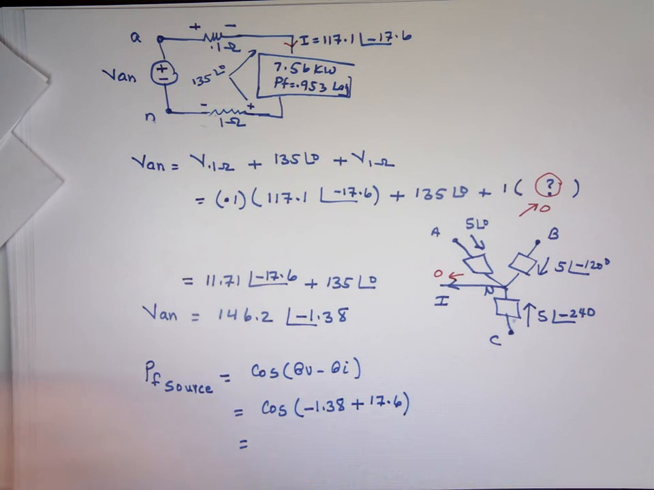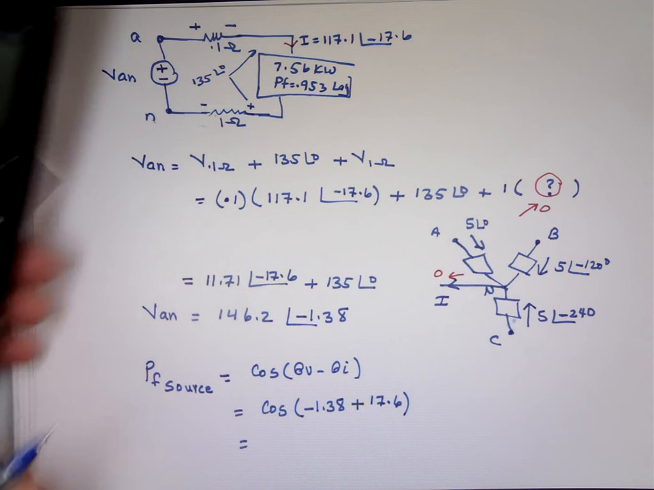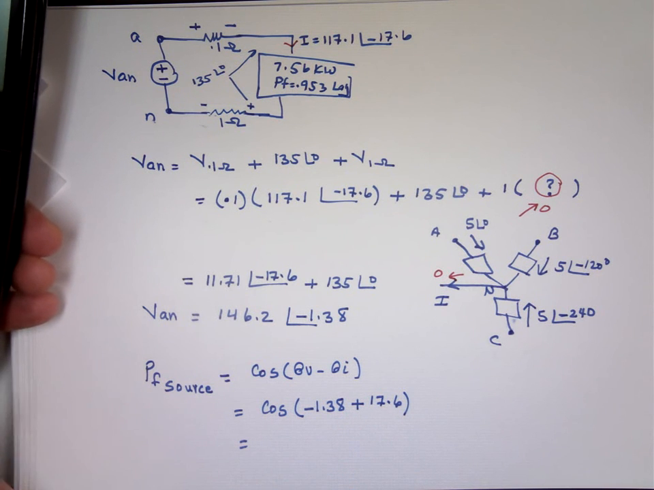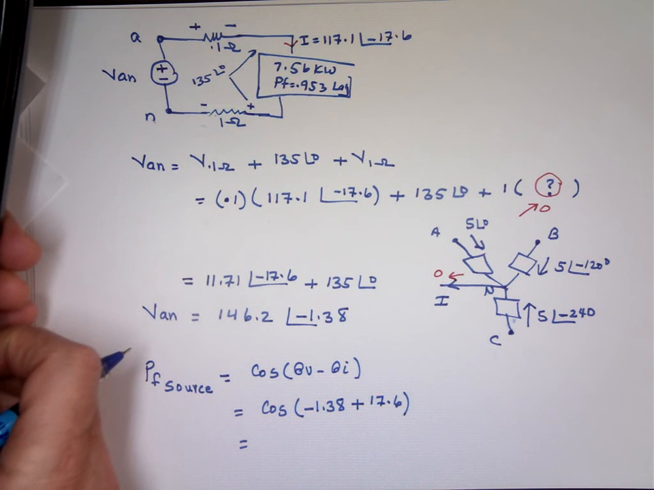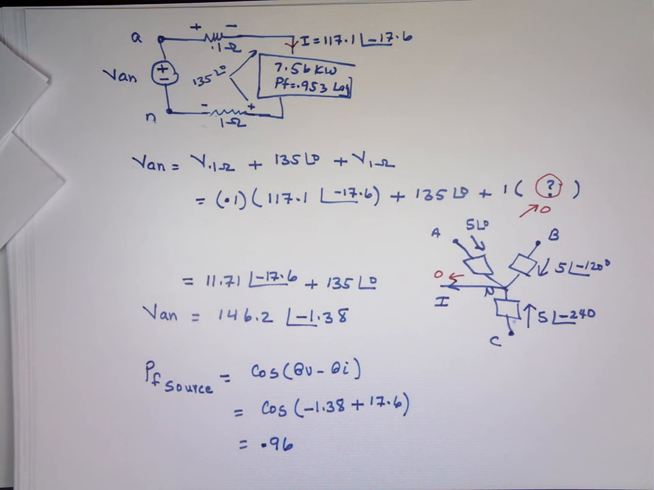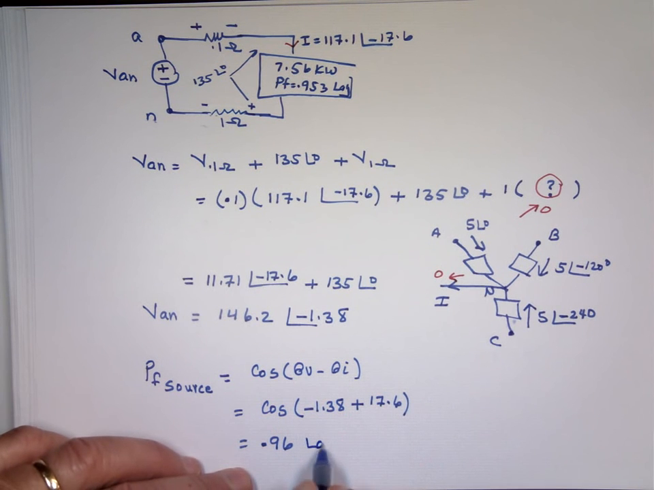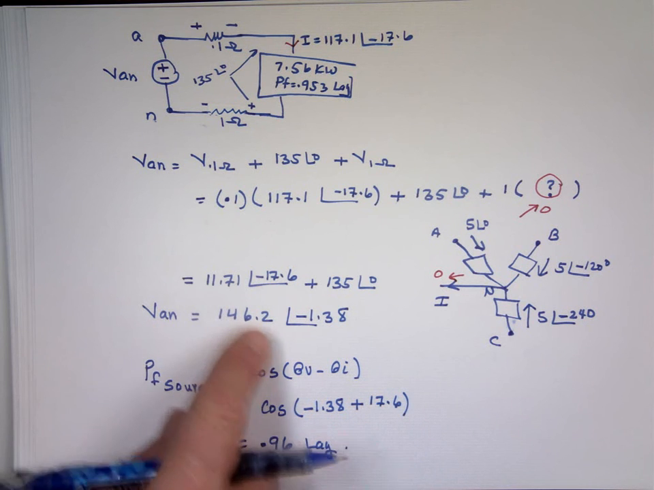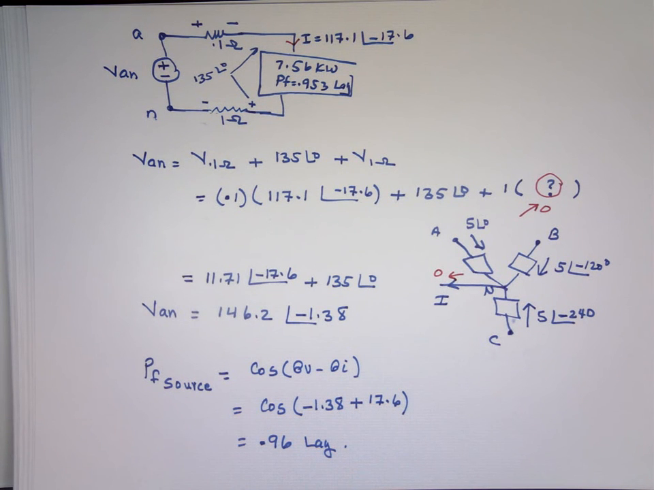So let's see. Cosine, parentheses, 17.6 minus 1.38. 0.96. Roughly 0.96 lagging, because that's a positive value. So their answer is 0.957. Yep, so we're good with that number. I wonder if that's just a typo, supposed to be 140 there.